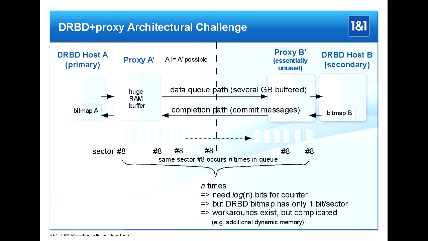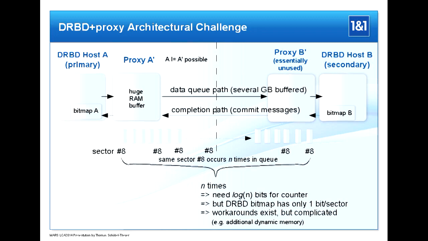This is the general problem with DRBD, because it has a bitmap, and the bitmap has only one bit per block. And one bit is not enough for counting the number of blocks which have been updated in this long queue. So, for example, if you have a long queue of several gigabytes, and then you overwrite the same block again and again, then you have several versions of the same block. It's possible to work around this, but it's getting complicated.